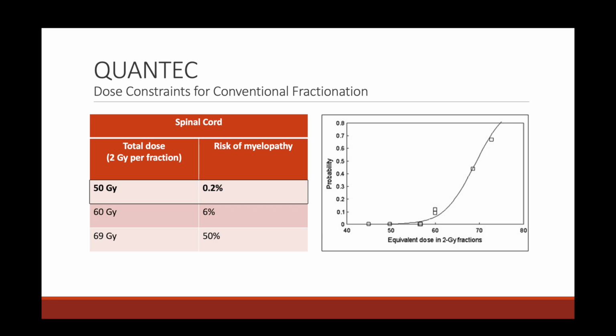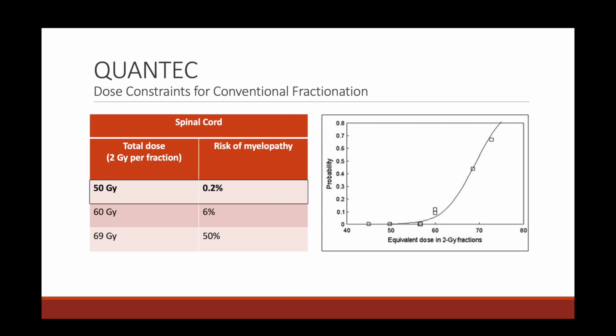That risk is very, very low. If we look at 50 to 60 gray, we start to see a small uptick in the probability of causing myelopathy. If you go from 60 to 70 gray, though, that dose suddenly jumps up dramatically, and we get a huge increase in probability. And then from 70 to 80, it continues to increase. And if that curve continued, it would probably level out over time.